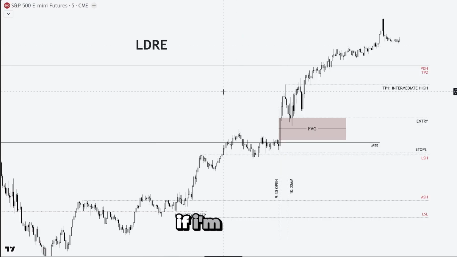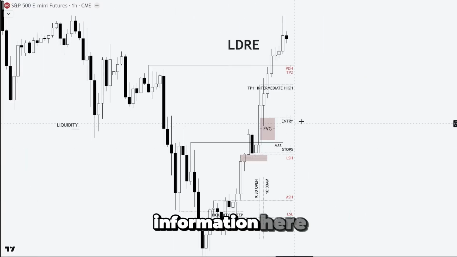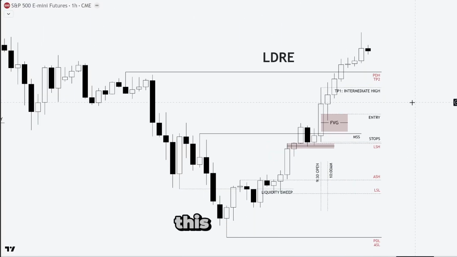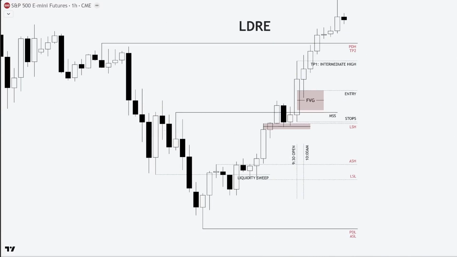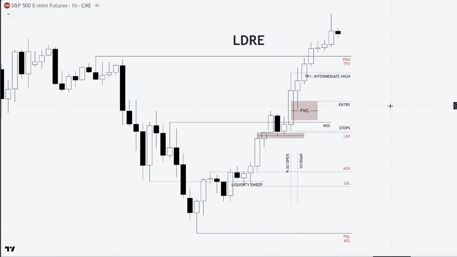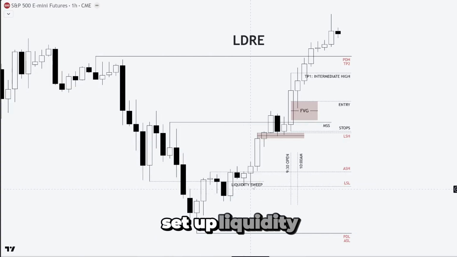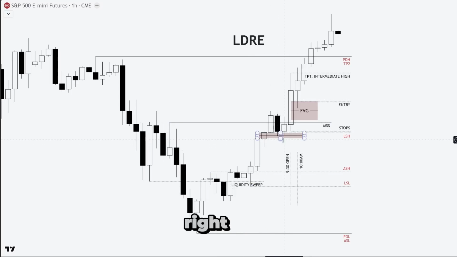But if I'm going to look at it, there is information here, and again, this is just a more advanced way to get into the market for finding more opportunities. But again, in the beginning, you don't need that. So on the hourly, again, we see our model perfectly set up. Liquidity, displacement, retrace right here, expand.